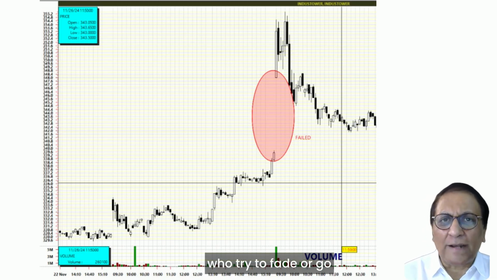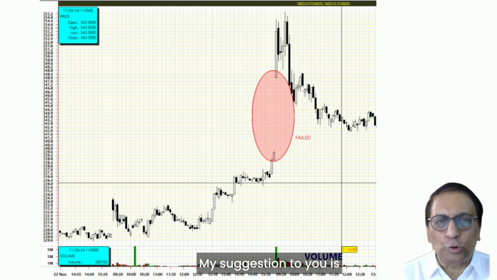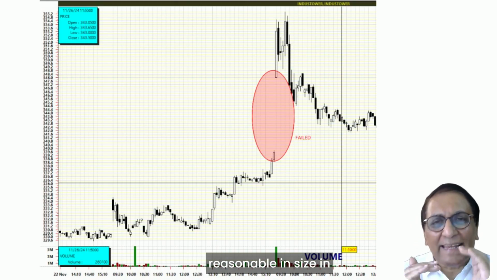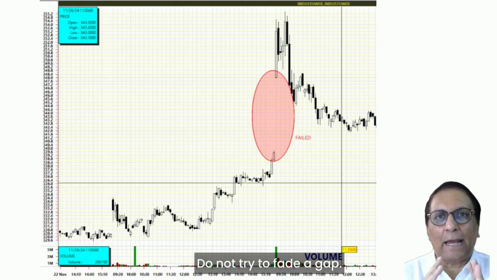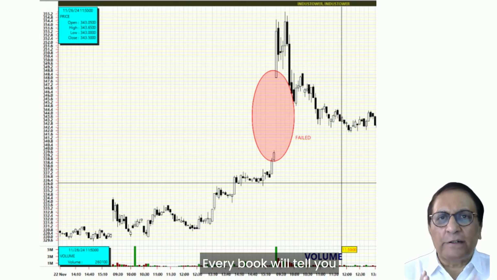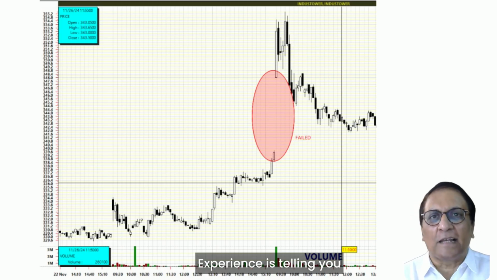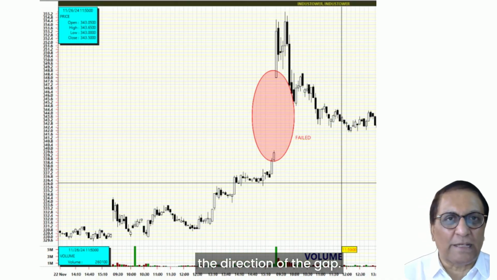There are many people who try to fade or go against a large gap. My suggestion to you is don't do that. Trade only gaps which are reasonable in size in the direction of the gap. Do not try to fade a gap. Every book will tell you and explain to you how to fade a gap. Experience is telling you not to fade a gap, but to trade in the direction of the gap.